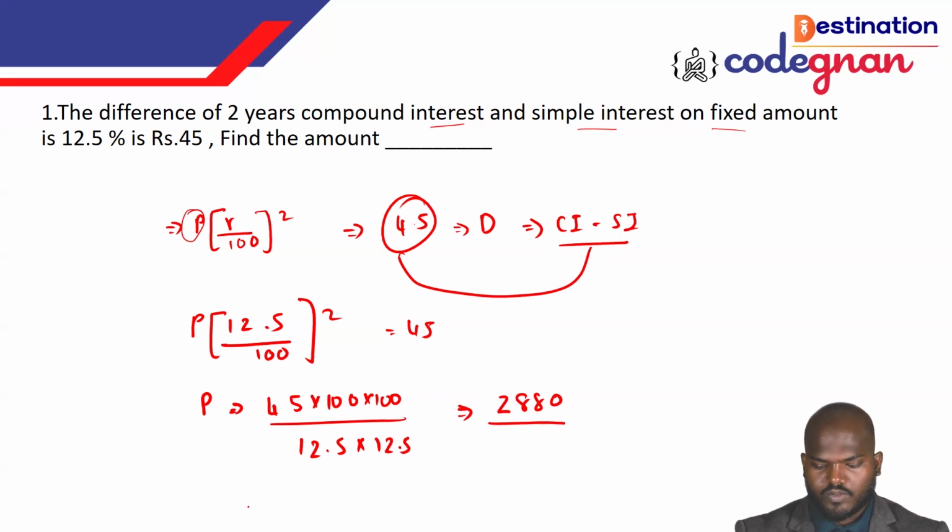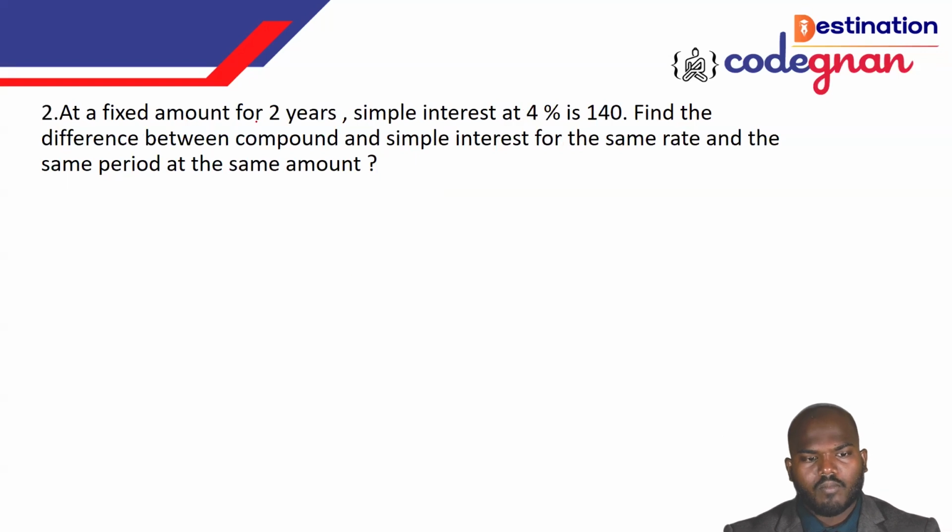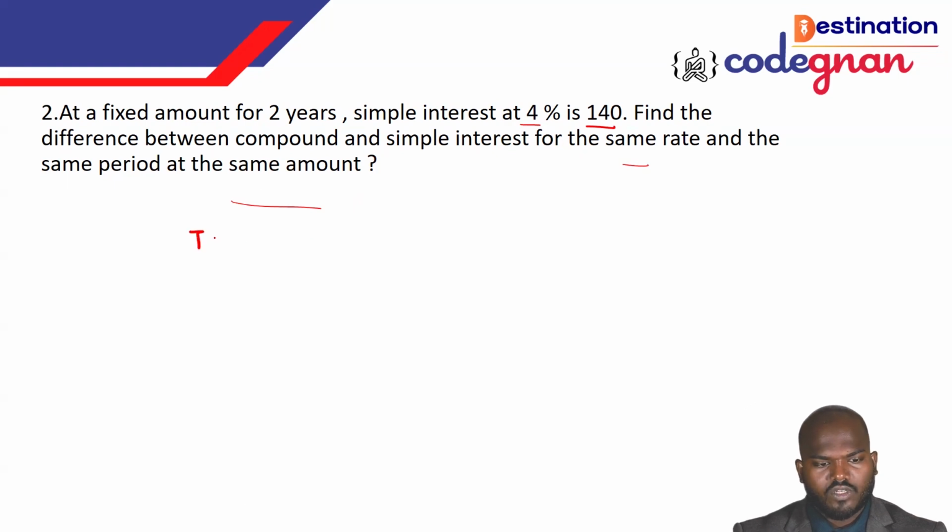Okay, going to the next question, guys. There is a fixed amount for 2 years. The simple interest at 4% is 140. Find the difference between the compound and simple interest for the same rate and the same period on the same amount. So now they have given time is equal to 2, rate is equal to 4%, and SI is equal to 140.